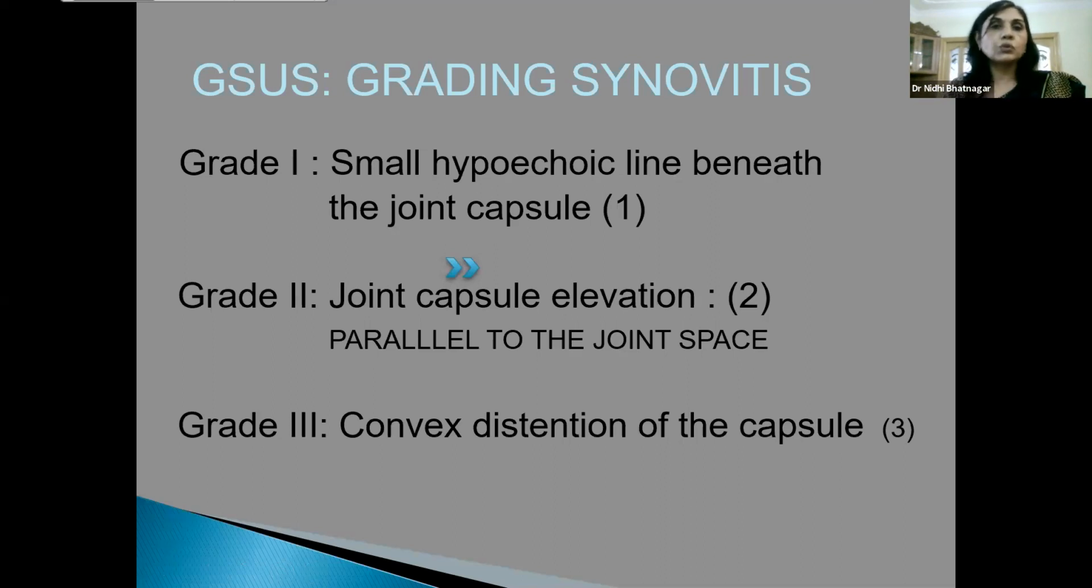Grade 3 is when there is a convexity and a great distension of that capsule, which on eyeballing, you don't have to really say anything. You can say that this is a synovitis of grade 3. So in easier terms, grade 3 is when the synovitis is extending both proximally and distally to the joint line. And grade 2 is when it is extending only proximally. That means it is actually flowing over the metacarpal and not going into the proximal phalanx.